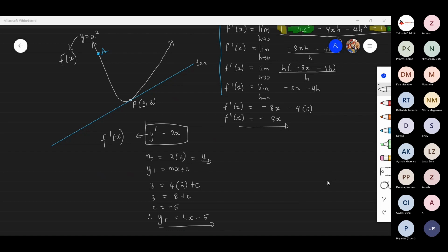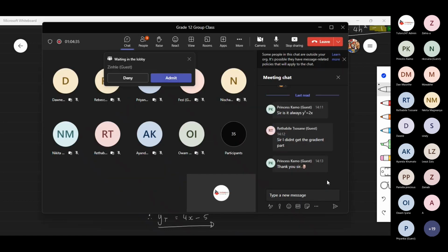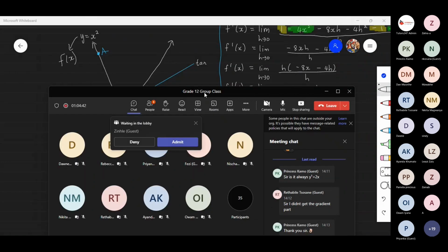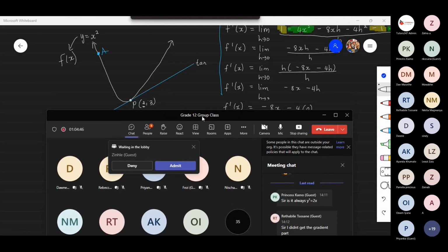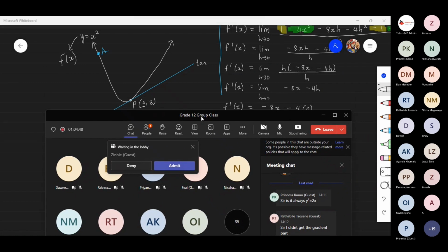A quick question, Princess: was your question aimed at this case only, whereby you asked if it is always y prime equals 2x for all questions, or did you mean that in order to calculate the gradient at any point on this curve, must you use y prime equals 2x? Please can you clarify, because those are two different questions that have two different answers or explanations associated.